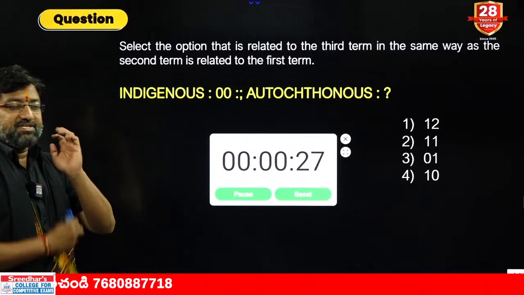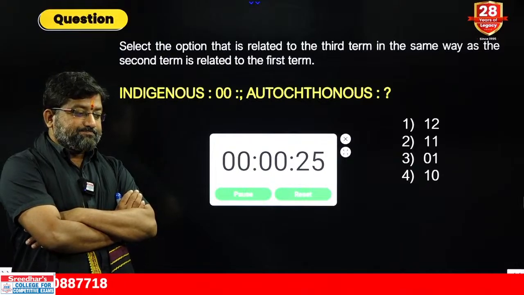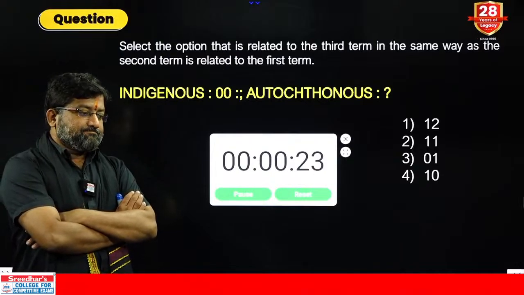Look at this. Indigenous is coded as 00. What's the code for the other word?